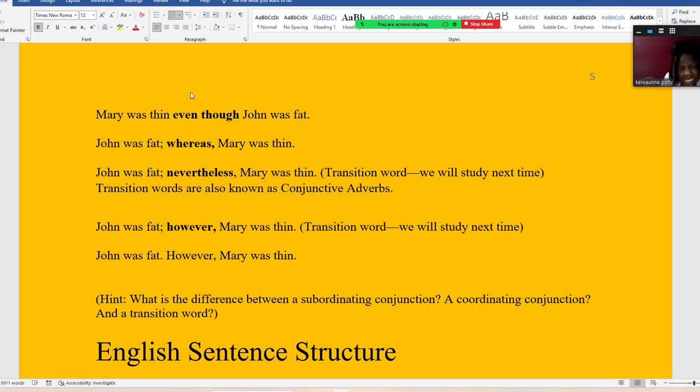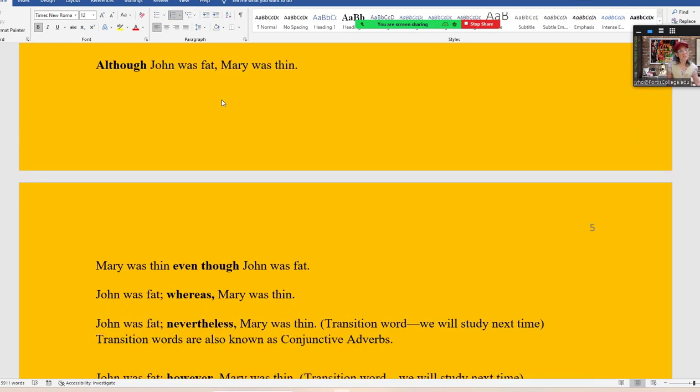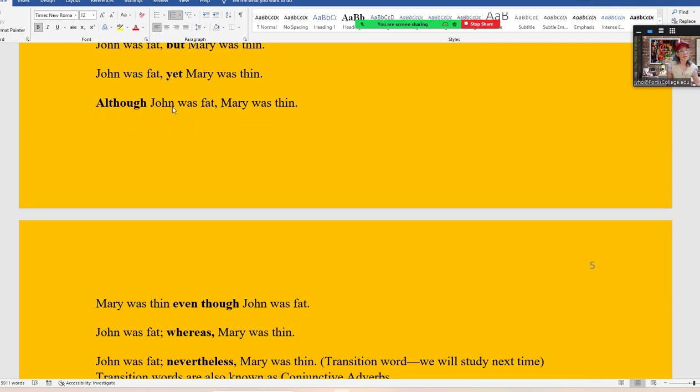That's a complex sentence. That means that Mary was thin. That's the important sentence, even though John was fat. Now notice the difference in punctuation. If the dependent clause is at the beginning of the sentence, you have a comma. If the dependent clause is at the end of the sentence, you don't have a comma.